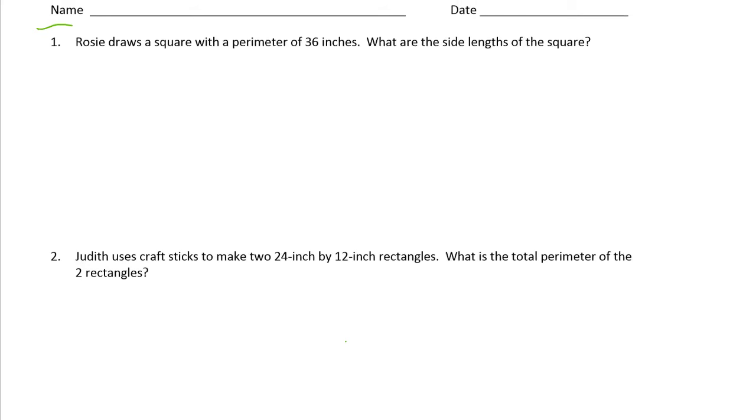Rosie draws a square with a perimeter of 36 inches. What are the side lengths of the square? Well, the hint here is that there's four sides to a square and they're all the same. That's a division problem. With four sides, remember, we've got to draw a picture, we've got to RDW this. For side length, we'll call it S. All right, so that's 36 divided by 4 is going to equal S.